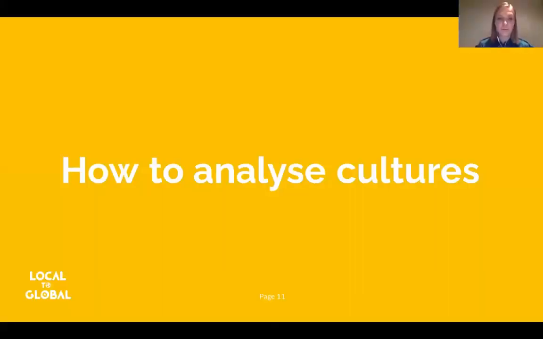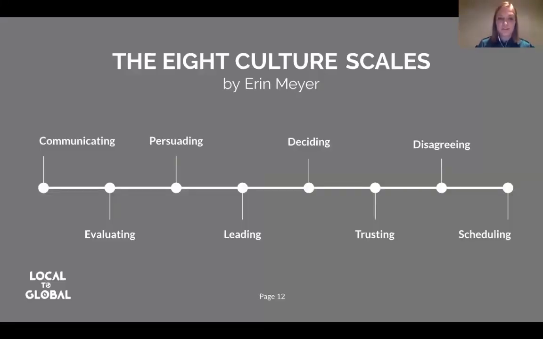So we're now going to look at a way to analyse culture, and there are different frameworks that cultural trainers use, but we think this one is quite applicable to you running your own business. This is one way of looking at culture, through the 8 scales presented by Erin Meyer. They go into communicating, evaluating, persuading, leading, deciding, trusting, disagreeing, and scheduling. And it's also important to reflect on where you sit on those scales, because that will determine how you see the other culture and where misunderstandings may occur.